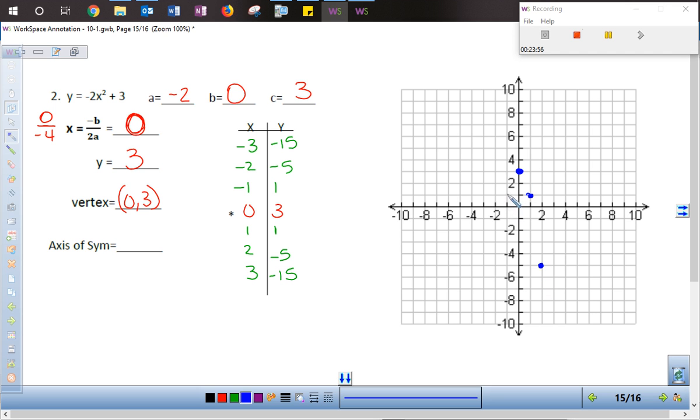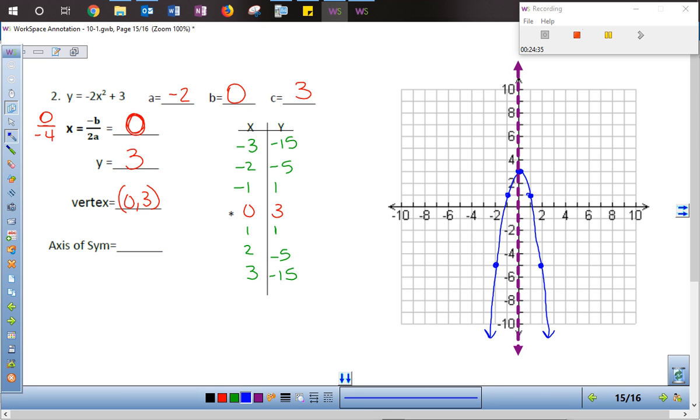Negative 1, 1 is my next point. Negative 2, negative 5 is my next point. And finally, negative 3, negative 15 doesn't fit on my graph, so I don't have to worry about it. Now, freehand your parabola. Finally, we want to take our straight edge and draw our axis of symmetry as a dashed vertical line straight down the center.